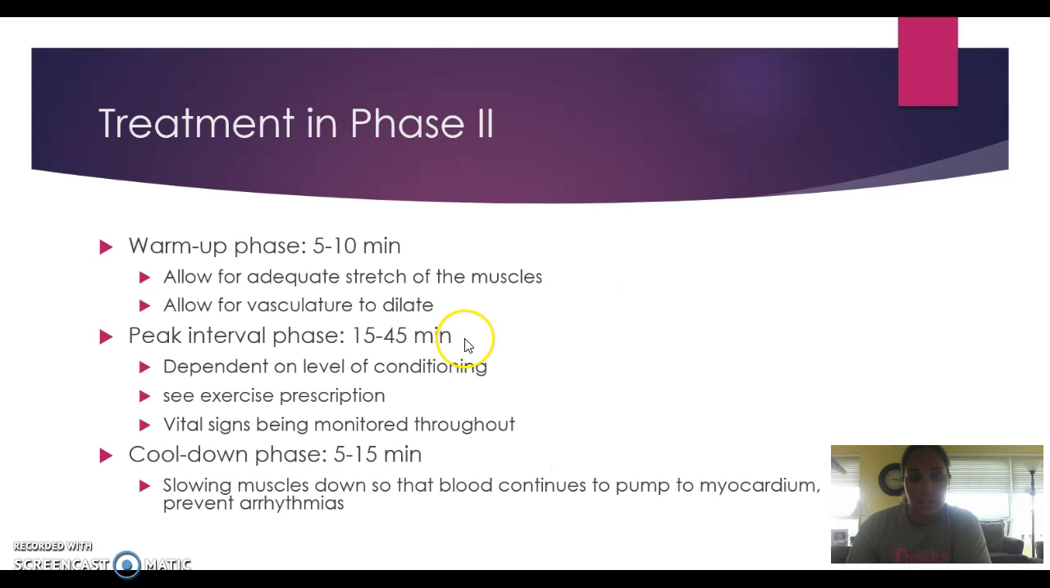Treatment in phase 2. Warm-up phase, 5 to 10 minutes. Allow for adequate stretch of the muscles. Allow for vasculature to dilate. Peak interval phase is 15 to 45 minutes, depending on level of conditioning. Also, the doctor may give a specific exercise prescription, exactly what they want the patient to accomplish during the peak interval phase, and vital signs are monitored throughout. The cool down phase is 5 to 15 minutes, slowing muscles down so that blood continues to pump to the myocardium and to prevent arrhythmias.